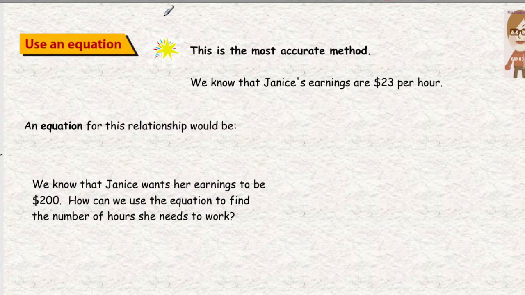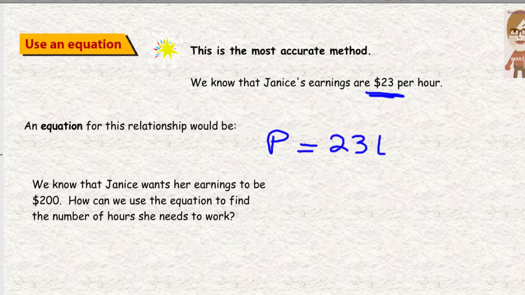The third way is to use an equation. This is the most accurate method. I think this is a good way to do it because it's faster. And we're always just trying to figure things out right away. An equation, if she makes $23 an hour, an equation for her pay might be something like P equals 23T. Every hour is time, every hour $23. So that could be an equation. The variables don't matter, but that's a good equation to write.